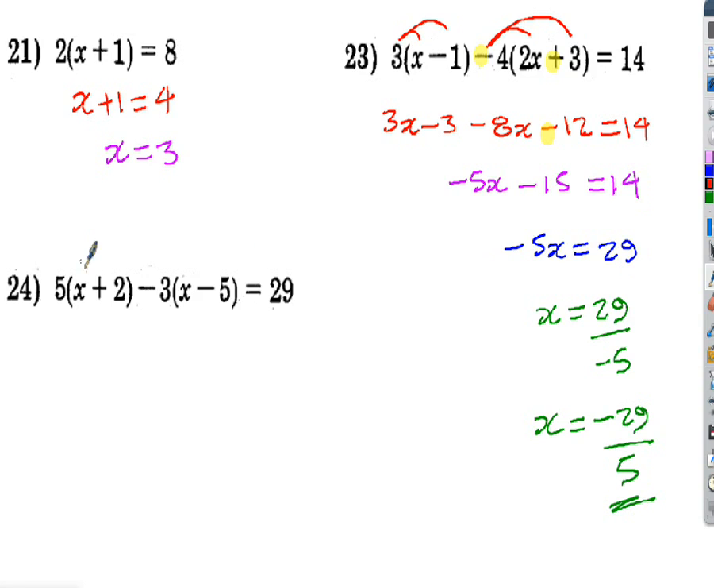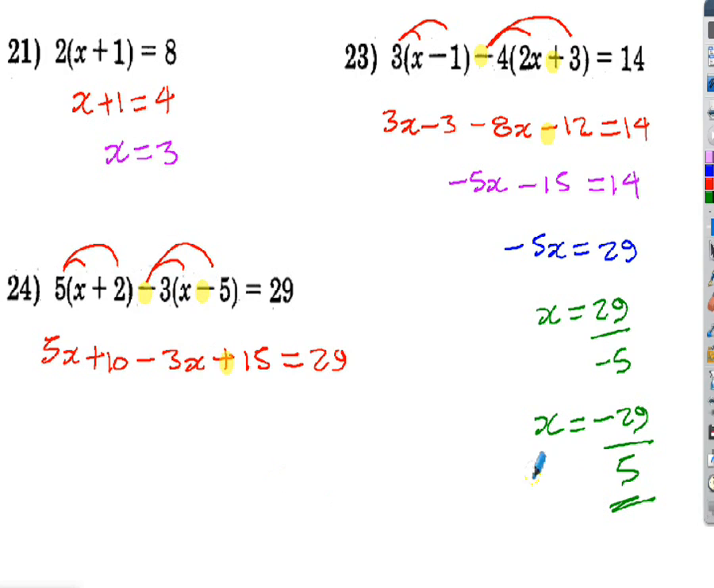5. Question 24, again I've got brackets to expand, so I will expand my 5 multiplied by x and my 5 multiplied by the positive 2, and then negative 3 multiplied by the x and negative 3 multiplied by the negative 5. Be careful there, the sign change. So my next line will be 5x plus 10 minus 3x plus 15 is equal to 29. And be careful of the change in sign. We've got a double negative. Negative 3 multiplied by negative 5 is positive 15.